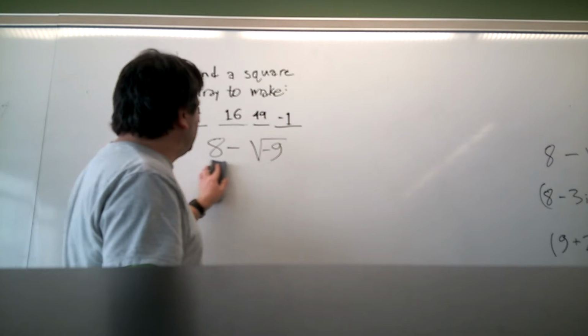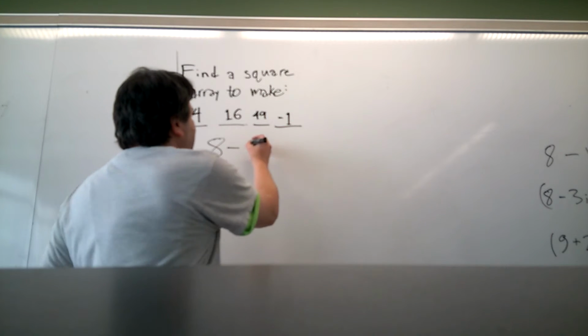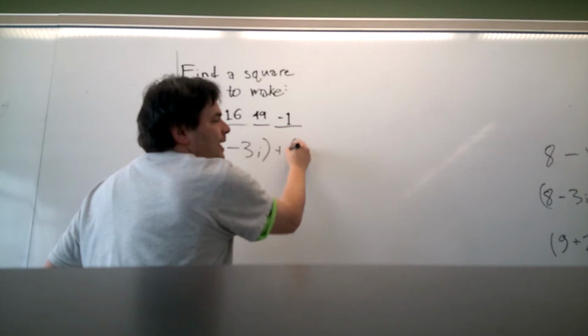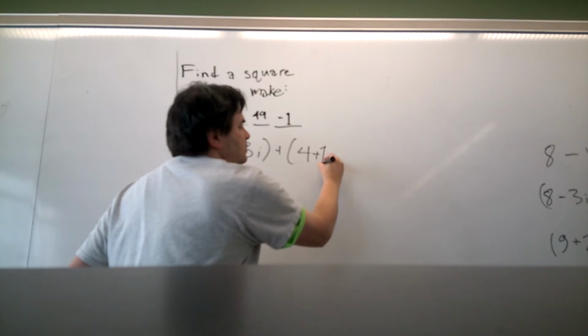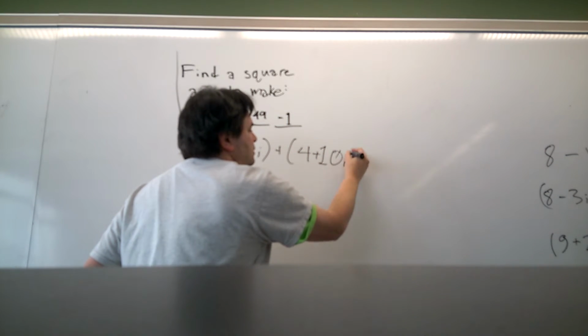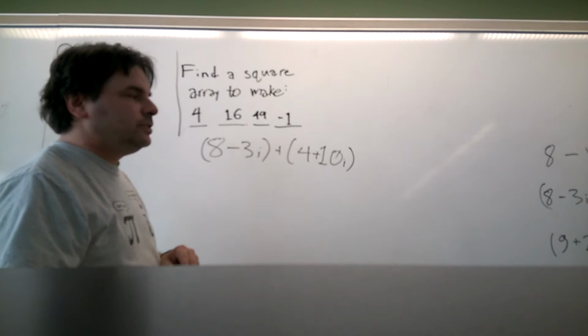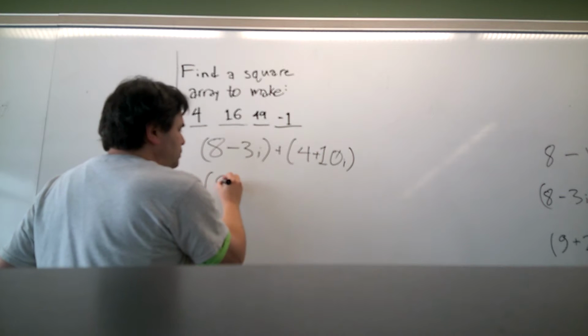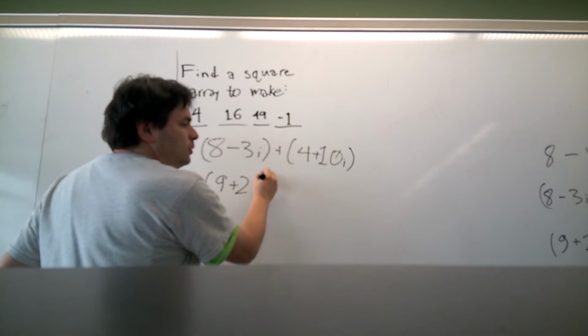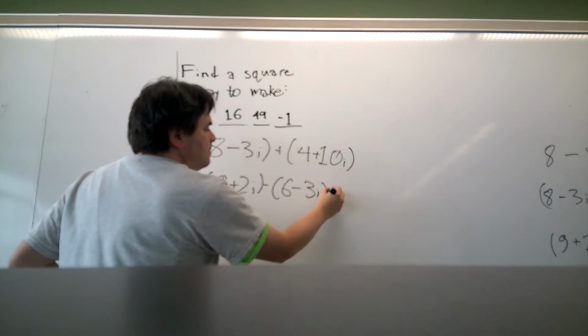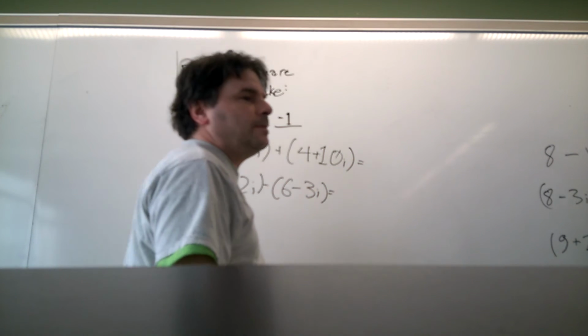So I would like you to work with that now. Work with this 8 minus 3i, and see if you can add it to another, 4 plus 10i. Add these two complex numbers together, and then I'll give you a bonus problem. So which in your groups can figure out those?